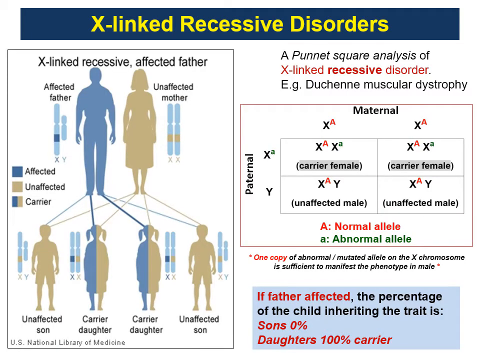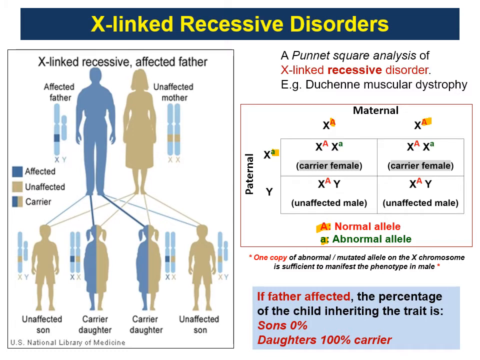This diagram shows a Punnett square analysis of X-linked recessive disorder from an affected father and an unaffected mother. Since it is a recessive disorder, we assign the capital A as the normal allele and a small a as the abnormal or mutated allele. Father is affected. We assign an abnormal allele for the father. Mother is unaffected. We assign the normal allele for the mother. The genotype for mother is homozygous.